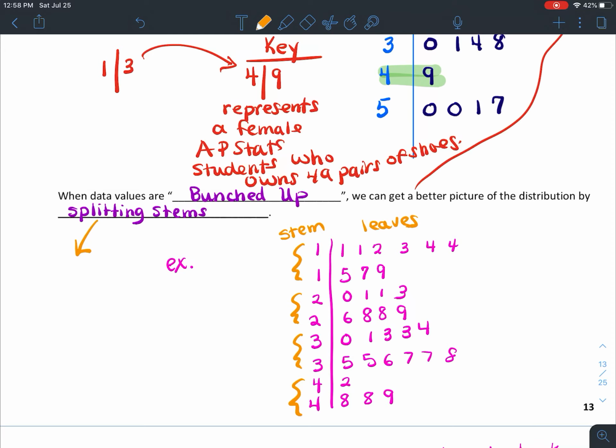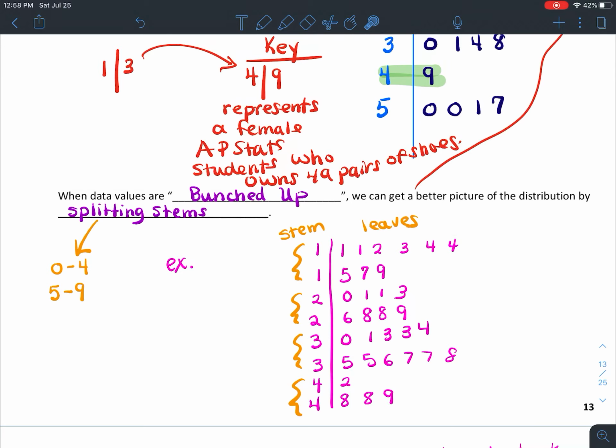But if you start to feel like, wow, there's a lot of numbers, and these are getting really big and long out here, you can split it where the first stem gets all the leaves that are 0 through 4, and the second stem gets all the leaves that are 5 through 9. So if you see here, I included all the leaves, so this would be anything from 10 to 14, and this is everything from 15 to 19. This would include 20 up to 24 if there was a value for that, and this would go 25 to 29. That's splitting the stems.